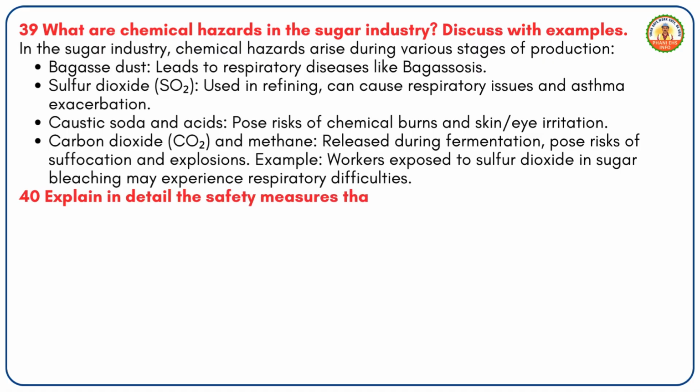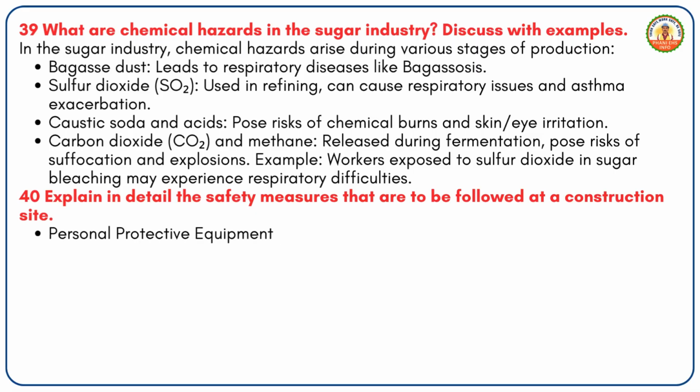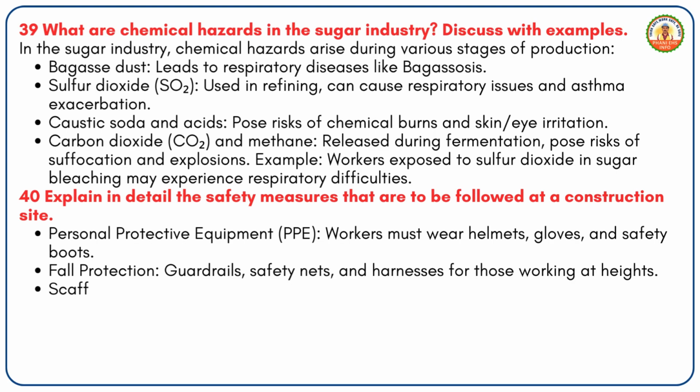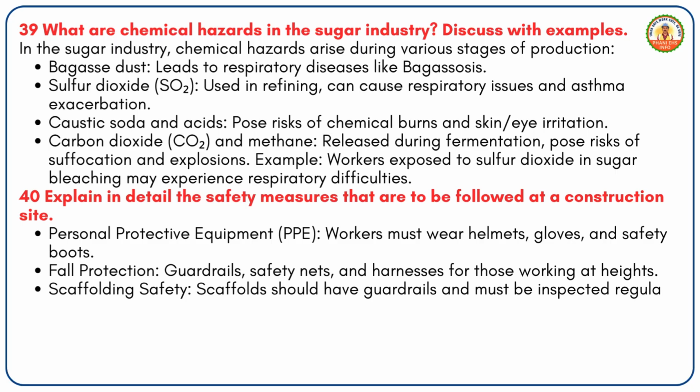40. Explain in detail the safety measures that are to be followed at a construction site. Personal protective equipment, PPE. Workers must wear helmets, gloves, and safety boots. Fall protection: guardrails, safety nets, and harnesses for those working at heights. Scaffolding safety. Scaffolds should have guardrails and must be inspected regularly.